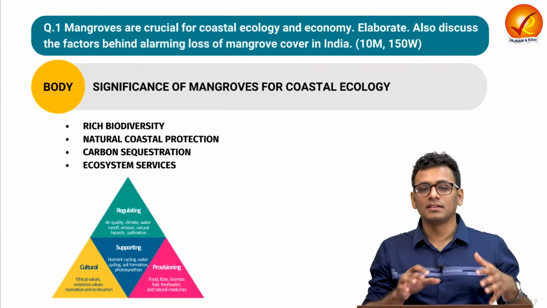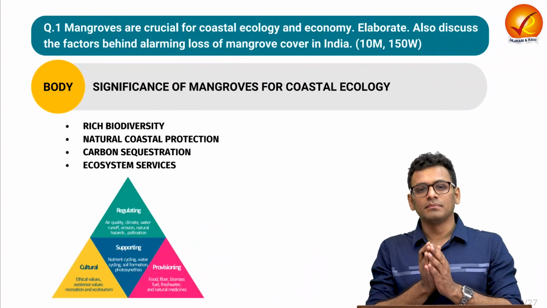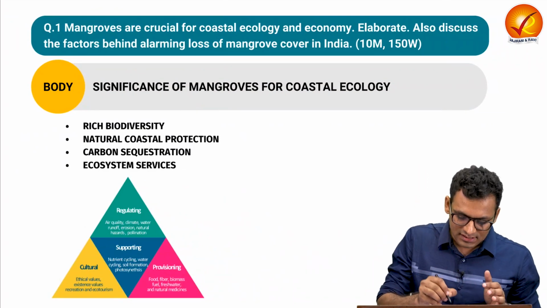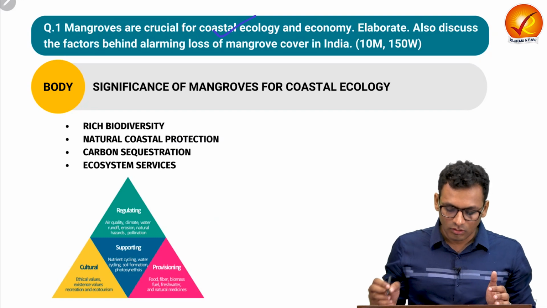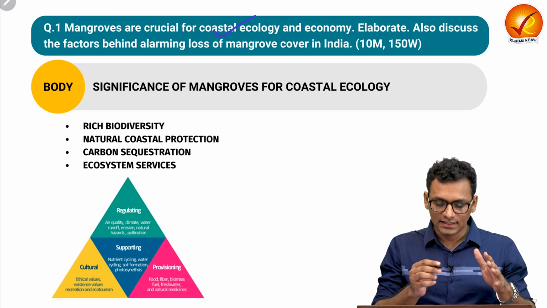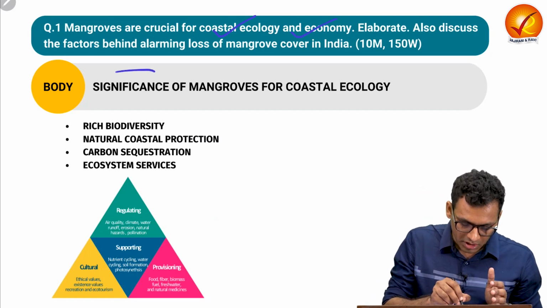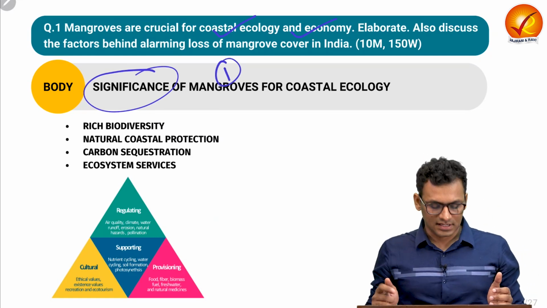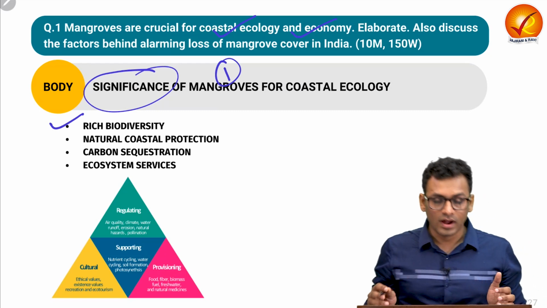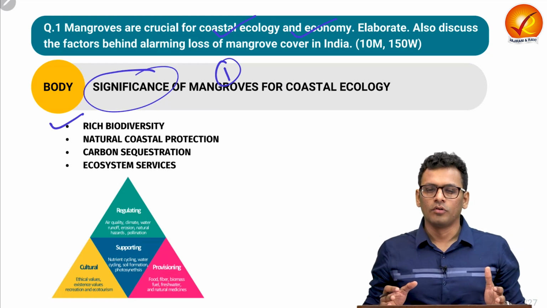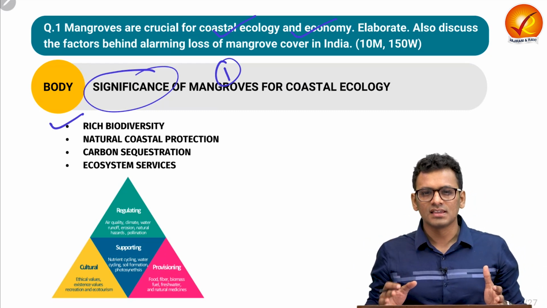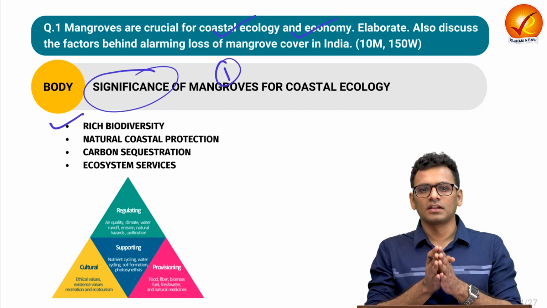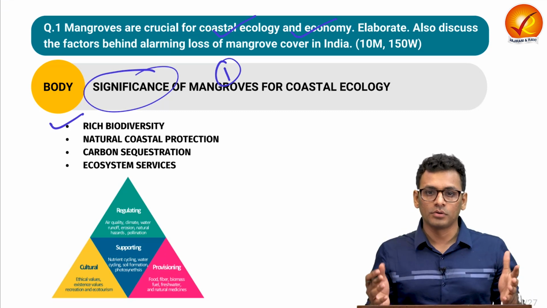Now, as we have told, the body's heading 1 can be divided into 2 parts. Firstly, the significance for coastal ecology, and in the second part of heading 1, we can talk about the economy. So this is the first subpart. You can talk about how they provide rich biodiversity. Mangroves are highly productive regions, and thereby they also promote biodiversity.